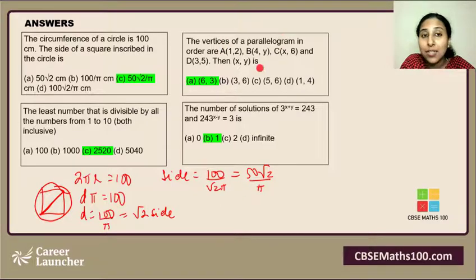In the second question, you have a parallelogram where, when vertices are taken in order, you're given the values of the coordinates, and then you need to find the value of x and y.